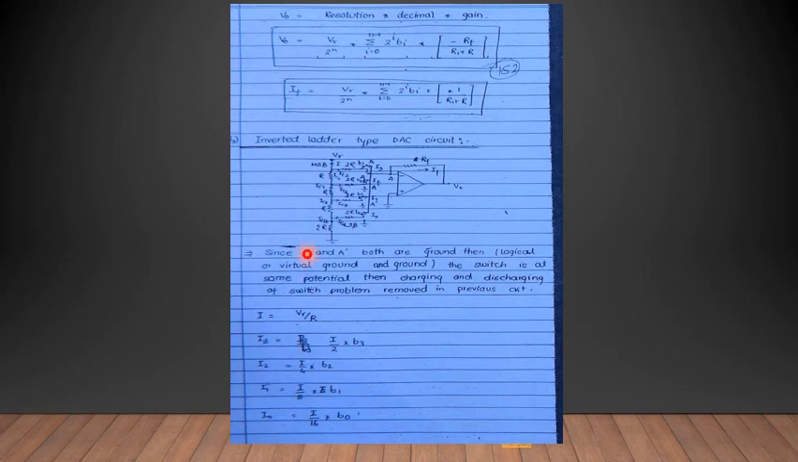As you can see, since A and B are both at ground, the switch is at the same potential. Then the charging and discharging of the switch problem in the previous circuit is removed. It is because of the virtual ground concept. So here it comes out to be ground, so current is going from here also. You can consider it like this.